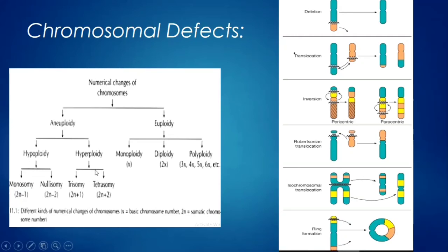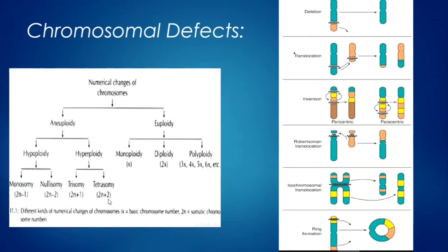In trisomy, there will be addition of one chromosome, so the karyotype will have a total of 47 chromosomes, 46 plus 1, that is 2n plus 1. And in tetrasomy, there will be addition of 2 chromosomes, as you can see here, so that will be 2n plus 2, and there will be a total of 48 chromosomes.